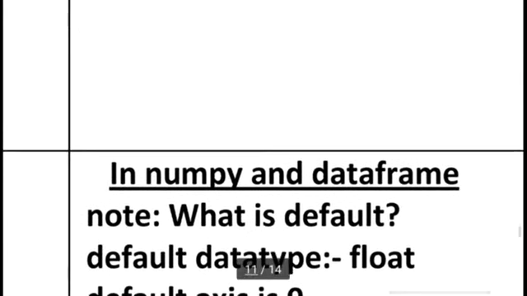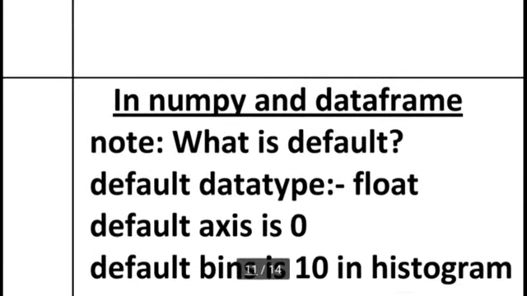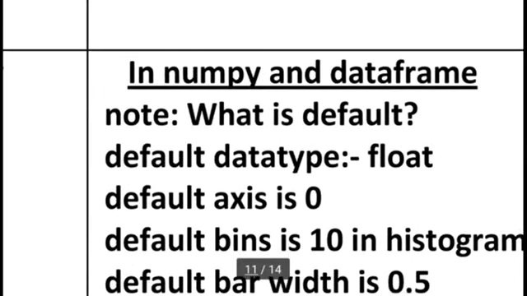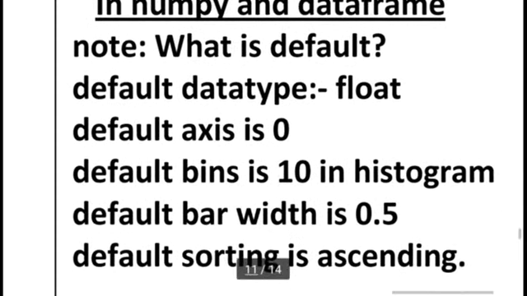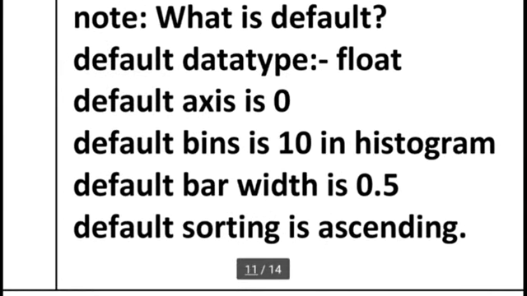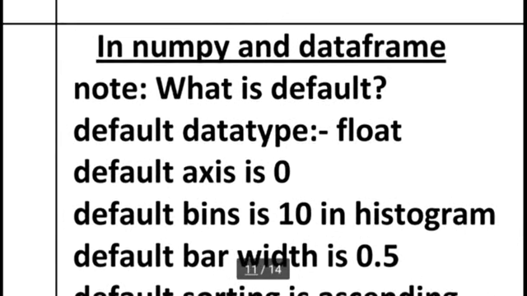In numpy the default data type is always float. Keep in mind the default axis is always 0; in our language, we can say operations are performed vertically. Default base is 10, we will discuss that later. Default width is 0.5. Default sorting is ascending. We will discuss this topic in a later session. Okay, thank you.